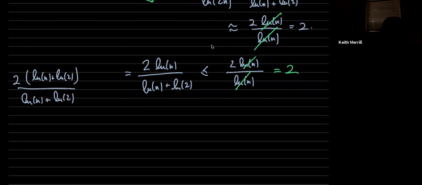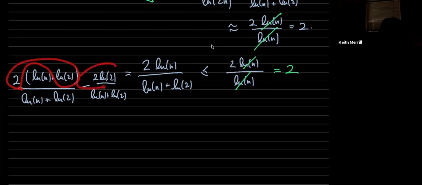Notice I've added, so I'm not done yet. This is not a rewriting. I've added a 2 ln 2, which wasn't there originally. So I need to subtract 2 ln 2 over the same ln n plus ln 2. All I've done here is cleverly added and subtracted the same term, so it didn't actually change anything.